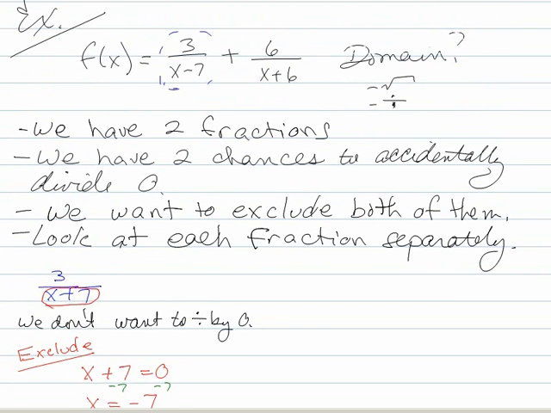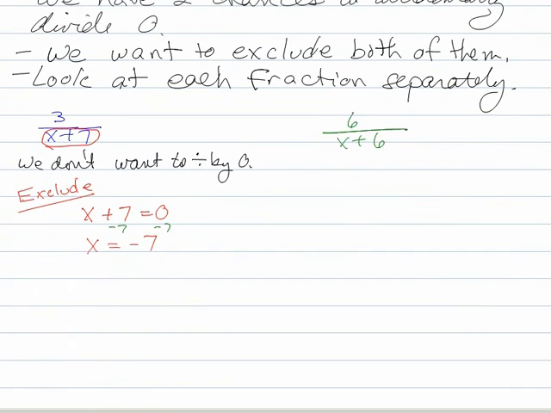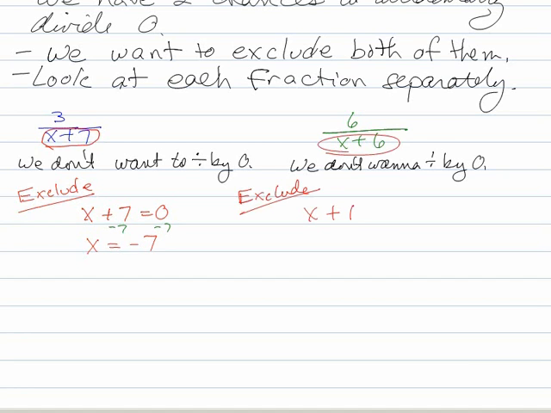Now let's look at the other one. Okay, so now we've got 6 over x plus 6. And again, I'm going to keep writing it so that you remember we don't want to divide by 0, right? So we're going to exclude the part where the bottom is equal to 0.